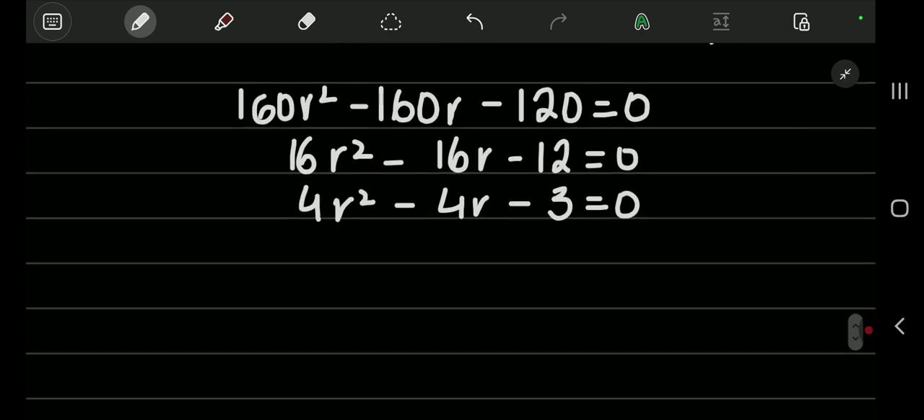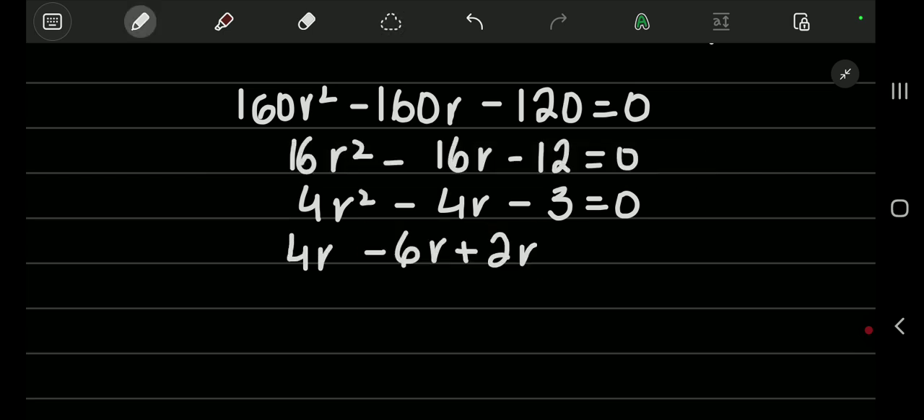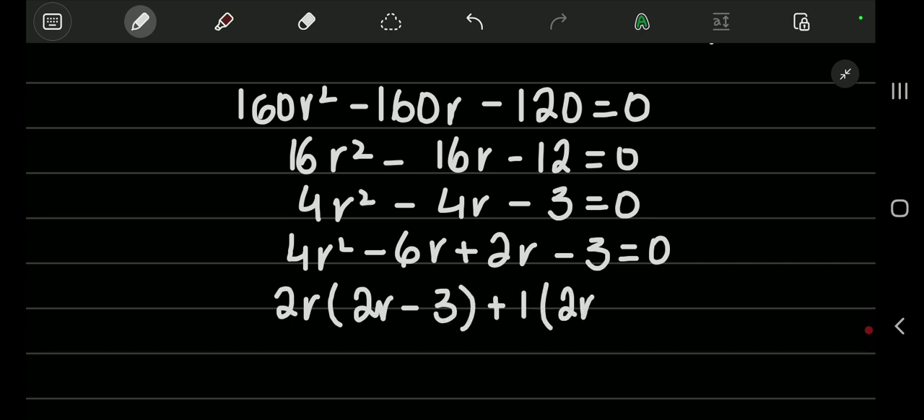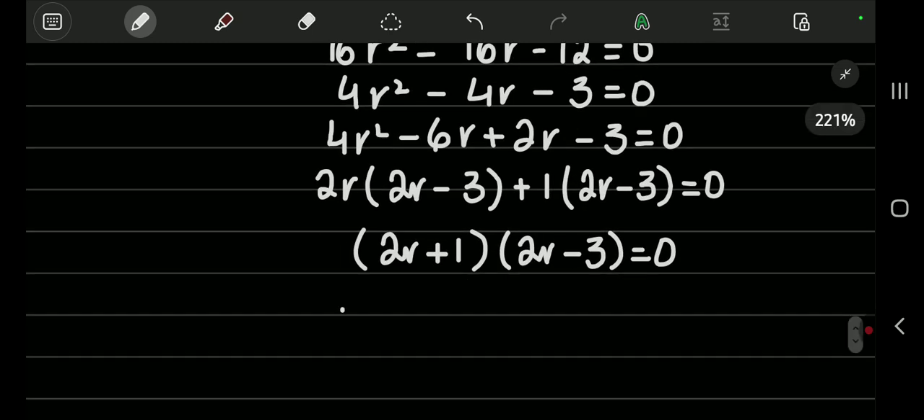Solving it, you can apply the quadratic formula or see if we can get the factors. 4 times 3 is 12. So if we take minus 6r plus 2r, it will give you minus 4r, and upon multiplication it will give you minus 12r. So 4r square minus 6r plus 2r minus 3 equals 0. Taking 2r common, we get 2r times (2r minus 3) plus 1 times (2r minus 3) equals 0. So (2r plus 1) times (2r minus 3) equals 0. So r is either minus 1 over 2, or r equals 3 over 2.